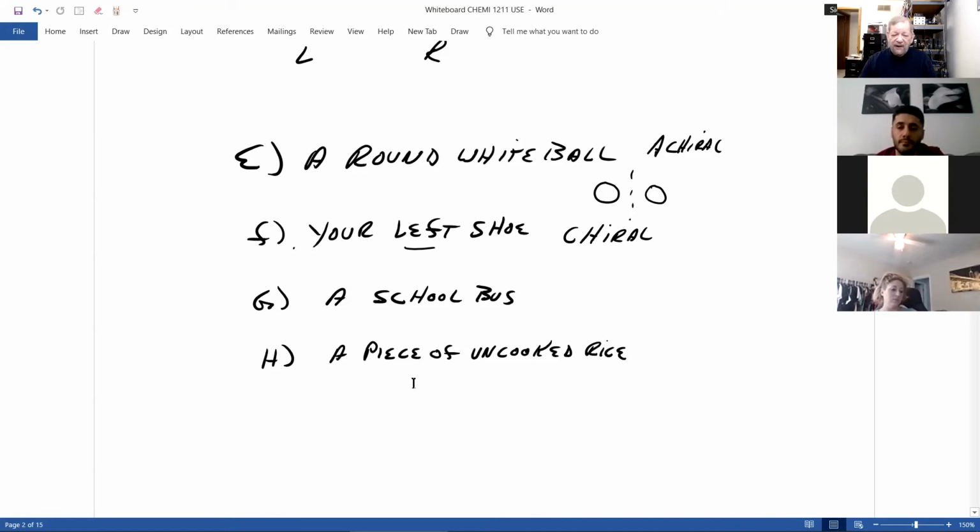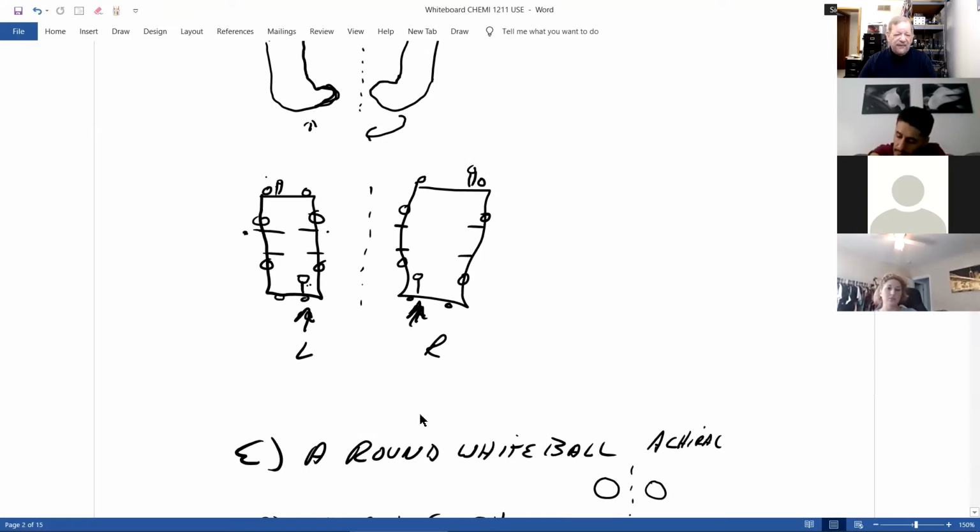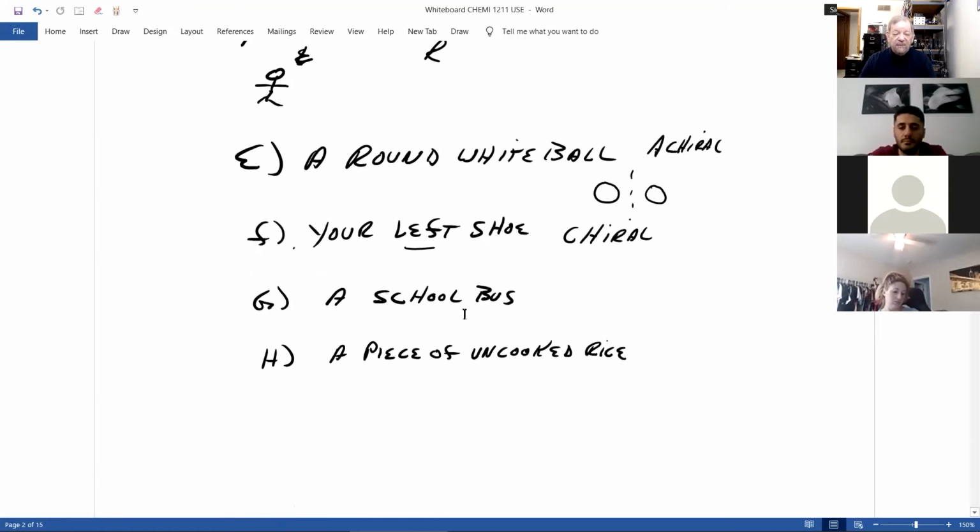All right, now a school bus will be the same as my car up here, except it's got a bigger door and it's longer. And guess what? It's chiral. One of the things I didn't talk about on the car here: if you were standing right here in front of the car and I said, get in on the left side, you would know which side to go to. How do you know that? Because it's chiral. So a school bus is also chiral, it has a non-superimposable mirror image.